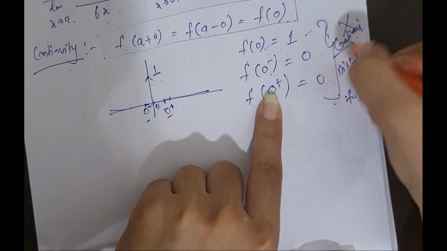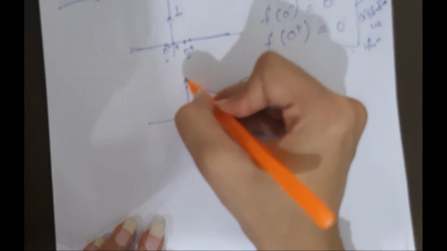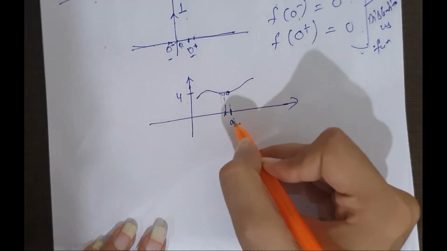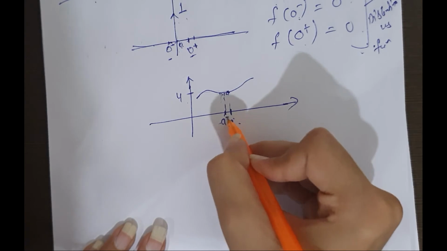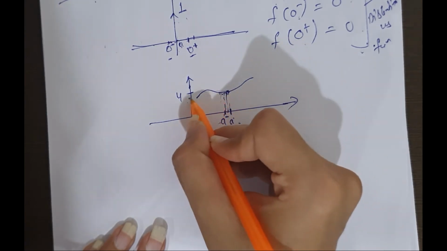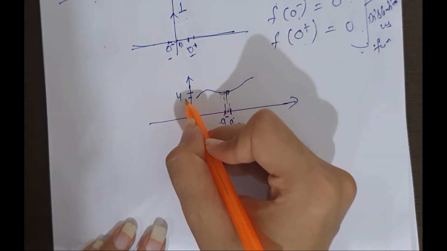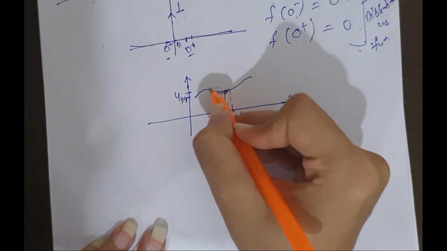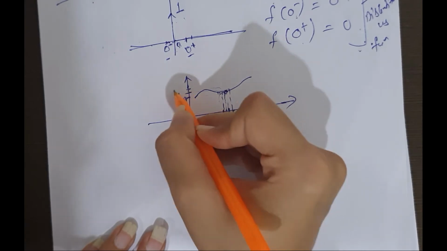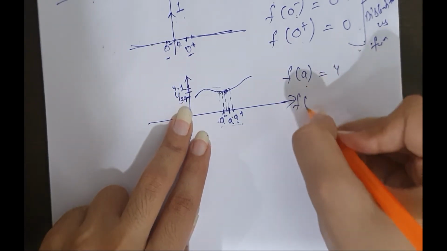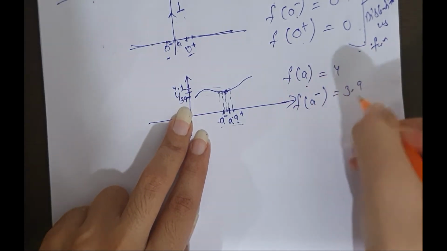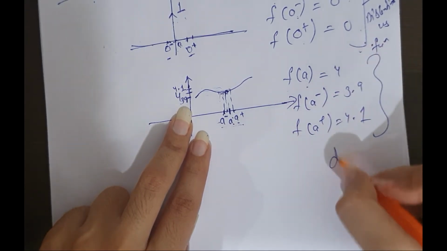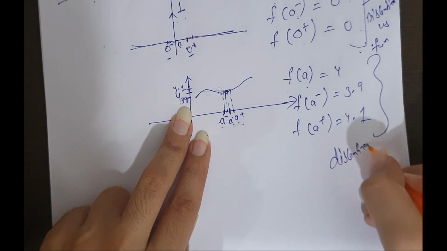This is not continuous. As this is a function, say this is 4 at a. As you can see, just before a, that is a minus. At a minus, this is not 4, this is say 3.9. At a plus, this is 4.1. So it means that this function is discontinuous.